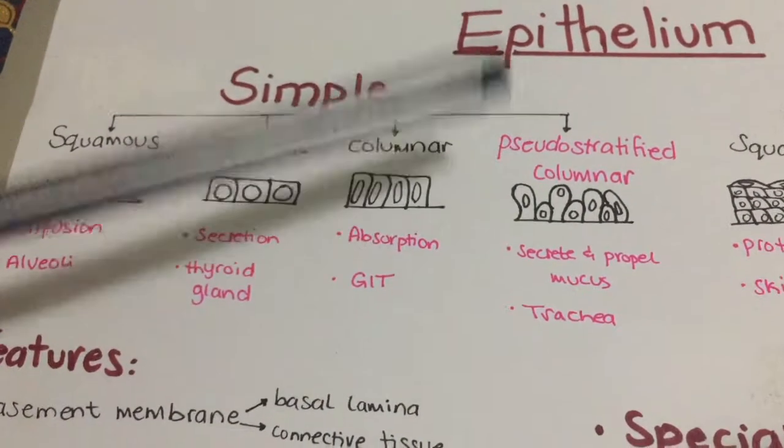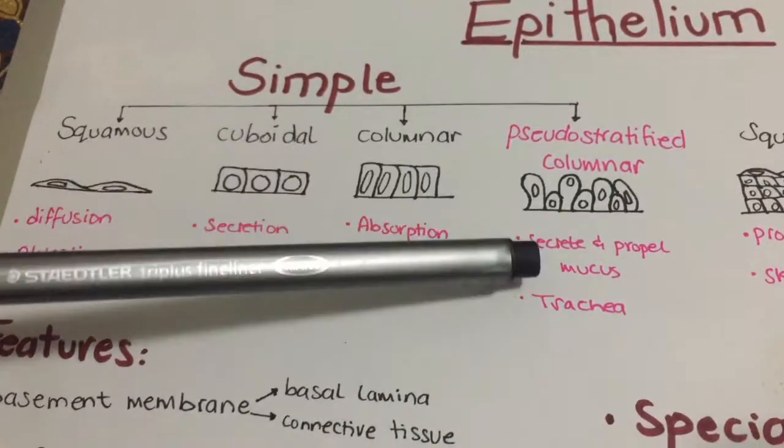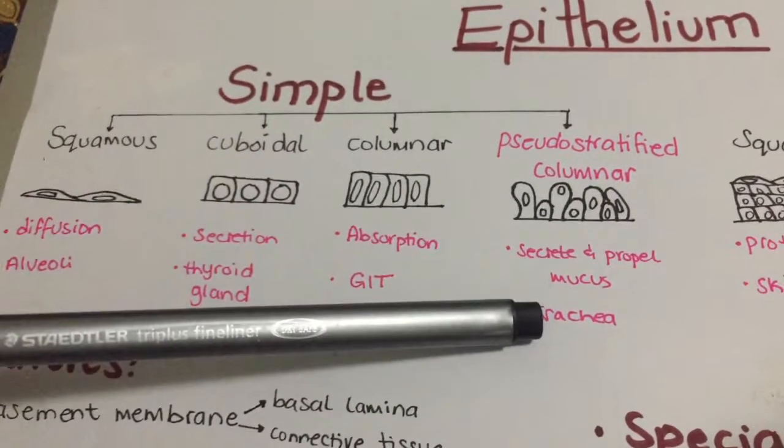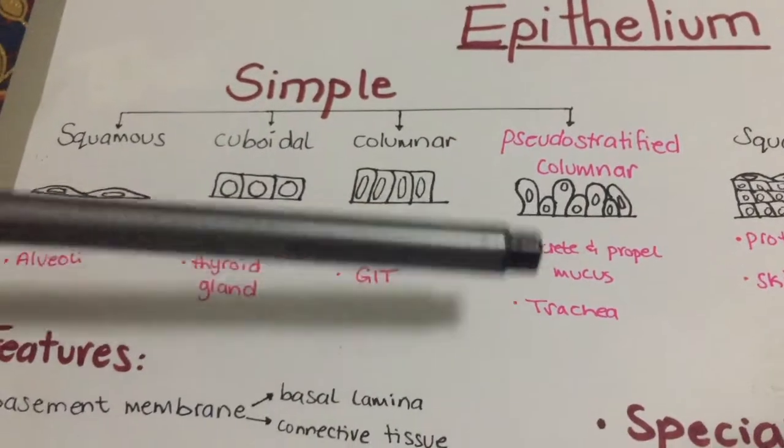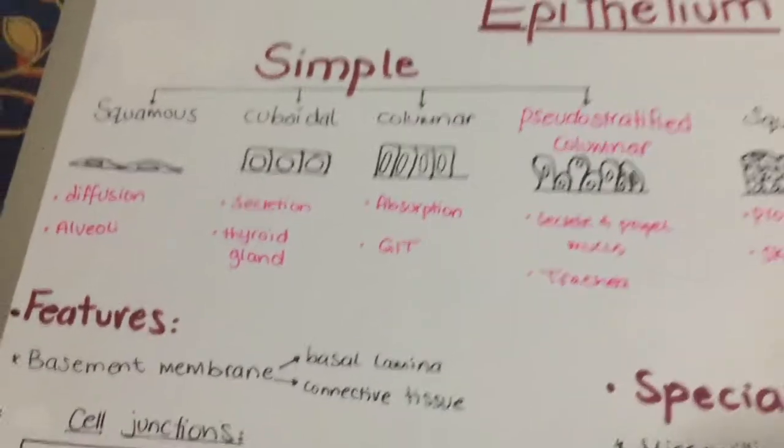The pseudostratified columnar function is to secrete and propel mucus, and it's found in the trachea, or in general in respiratory epithelium.